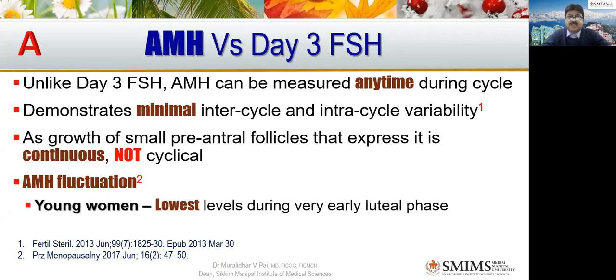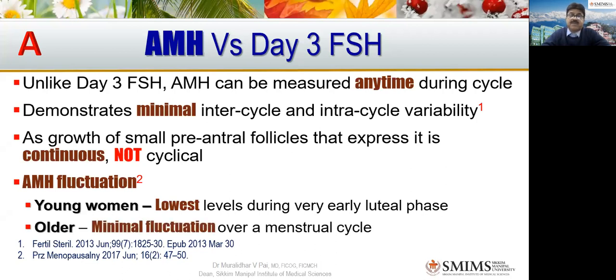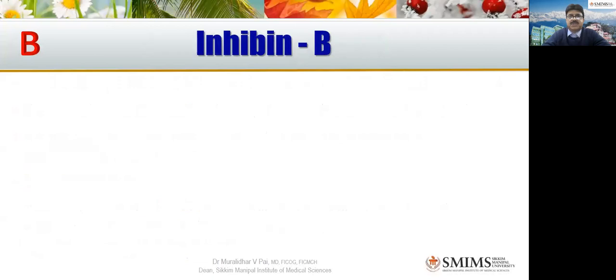AMH fluctuations can happen in young women, with lowest levels during the very early luteal phase, and in older women there is minimal fluctuation over a menstrual cycle. Some fluctuation can occur, but not so much. These are the only two situations. I think I can take this particular one, then I will talk more in detail about FSH later. You have to know a lot about that, so I don't want to hurry.